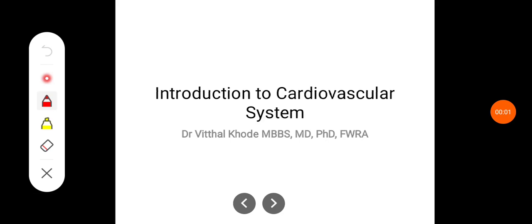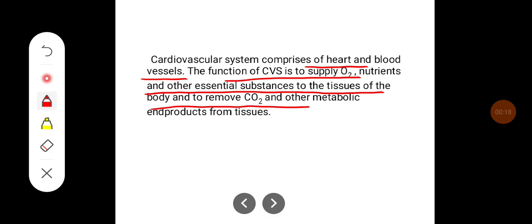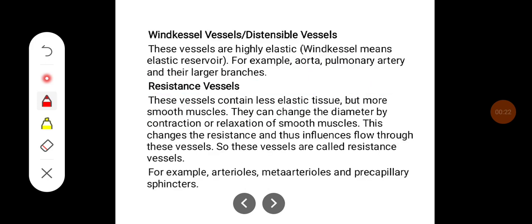Hello everyone, this class will be an introduction to the cardiovascular system. The cardiovascular system comprises the heart and blood vessels. The functions of the cardiovascular system are to supply oxygen, nutrients and other essential substances to the tissues of the body and to remove carbon dioxide and other metabolic end products from the tissues.